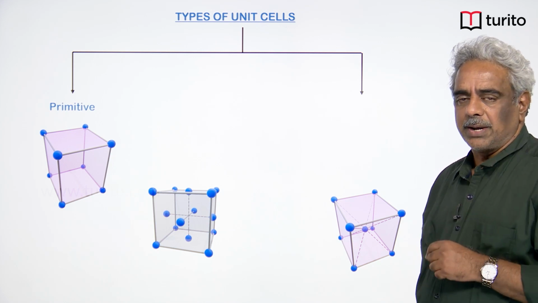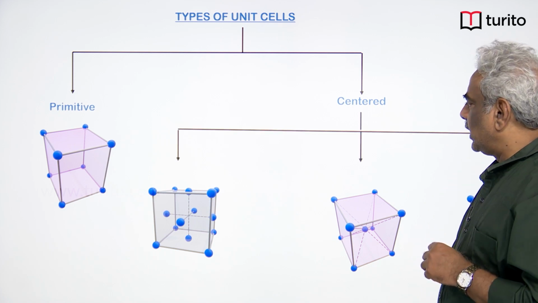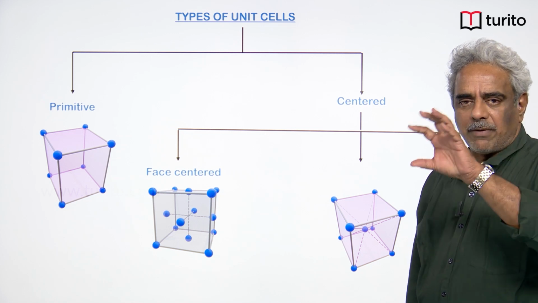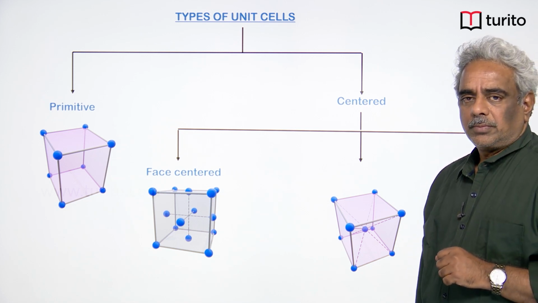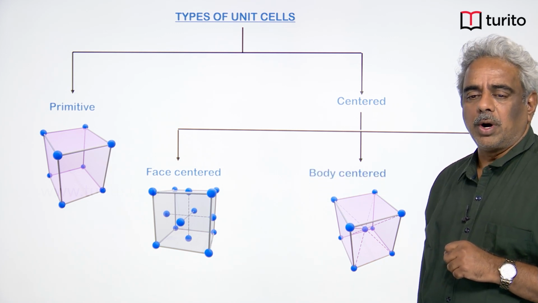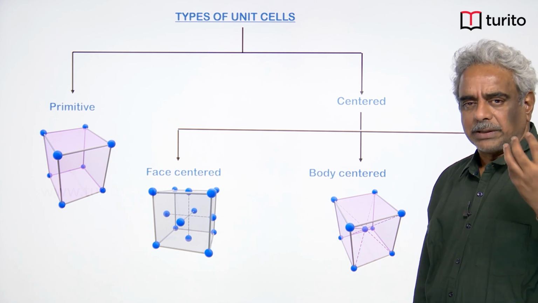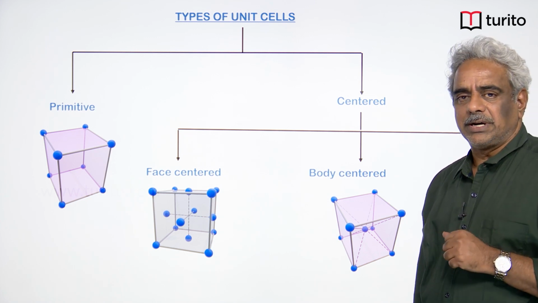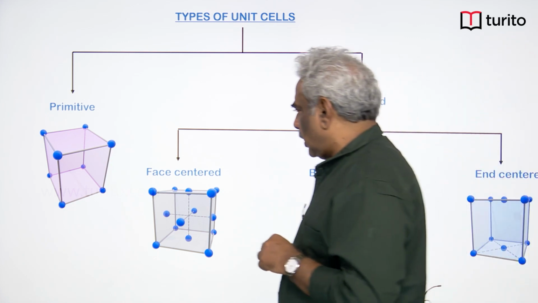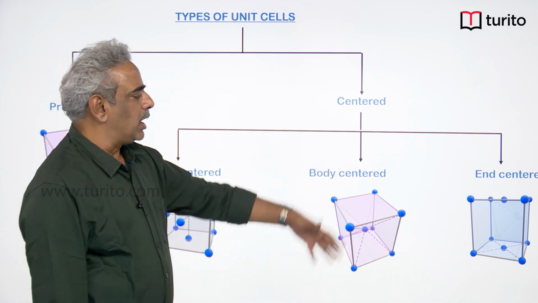Just to recapitulate, I am giving again. And centered are of three varieties. You have got face centered, where you will have atoms on faces and corners, and you have got body centered. The repeating particles are present at the corners and the body center position, and the other one is end centered. The end centered will have corners and faces.